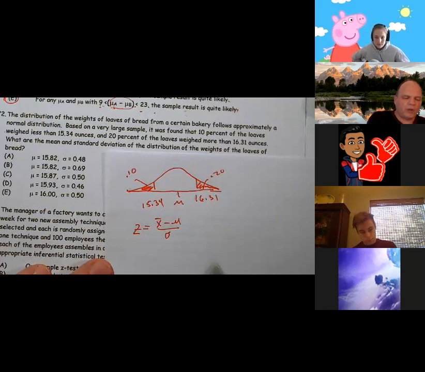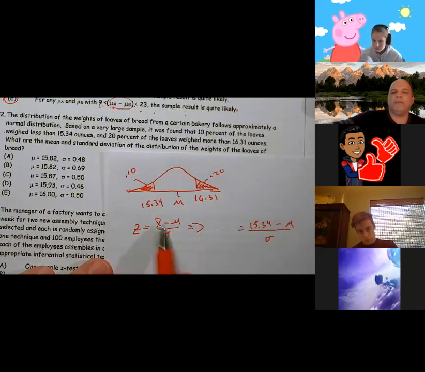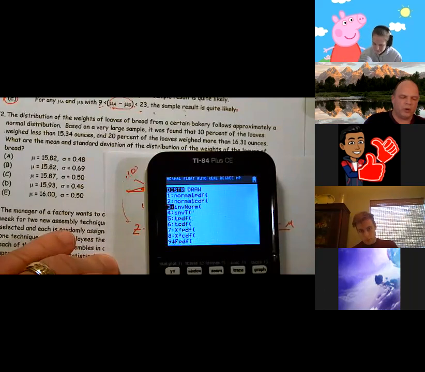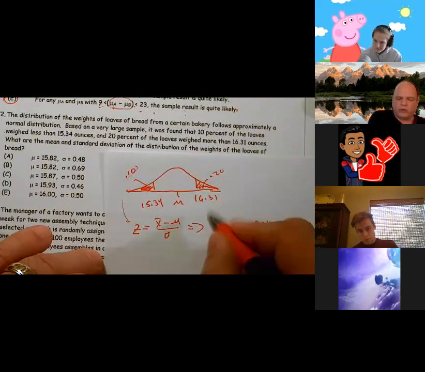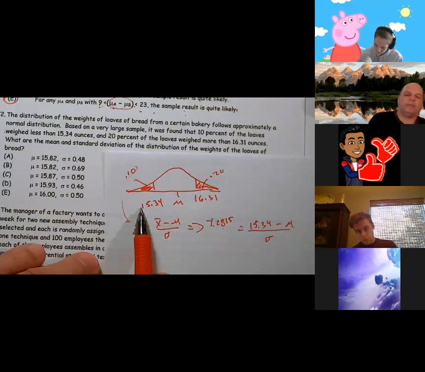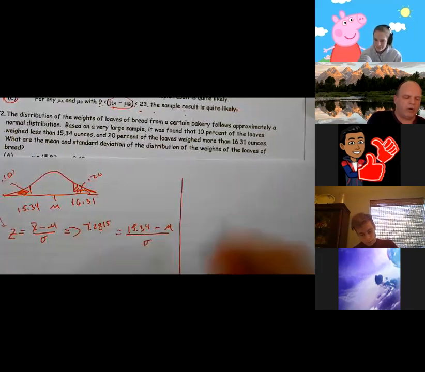If I plug in what I know for the first one, I know 15.34. I know I'm looking for my mean. I know I don't have my standard deviation, and I also don't have a z-score. However, they do give me an area. If I do second VARS, inverse norm of 0.10, and it's a z-score, so mean is 0, standard deviation of 1, I end up getting negative 1.2815. And I know it needs to be a negative z-score because I'm below the mean. On the other side, we still have z equals x minus mu over sigma, and I'm going to go ahead and plug in for that one.